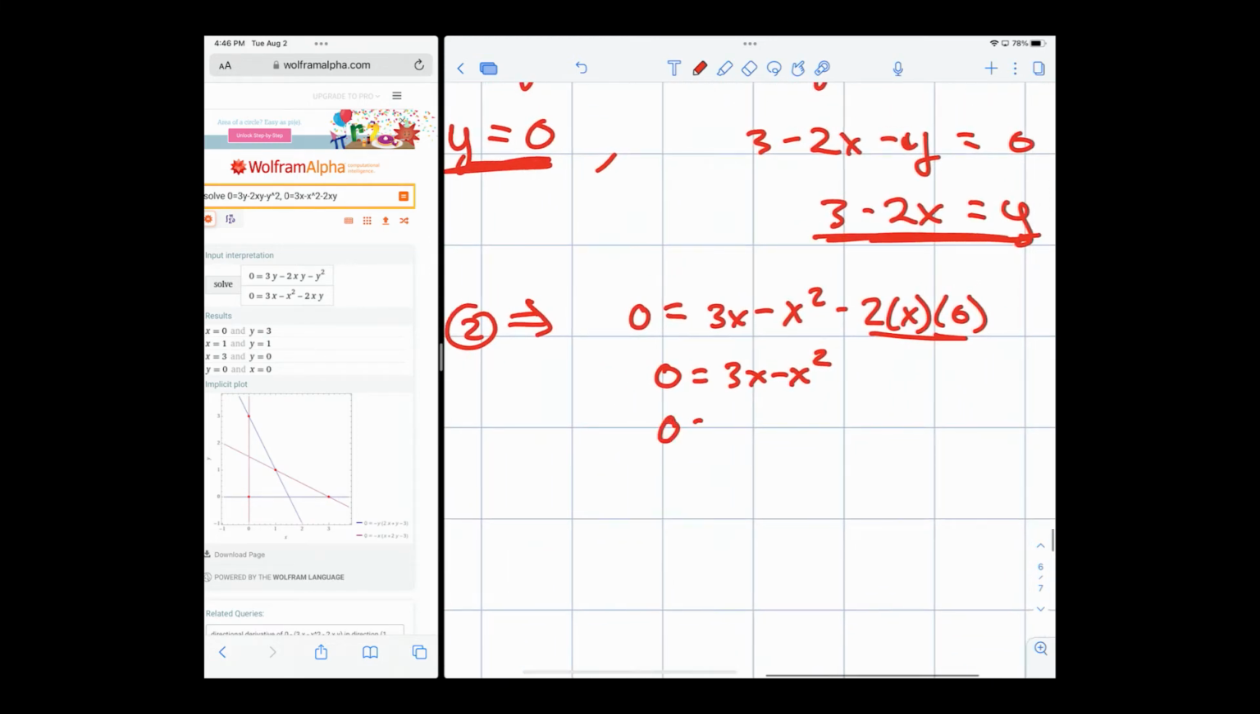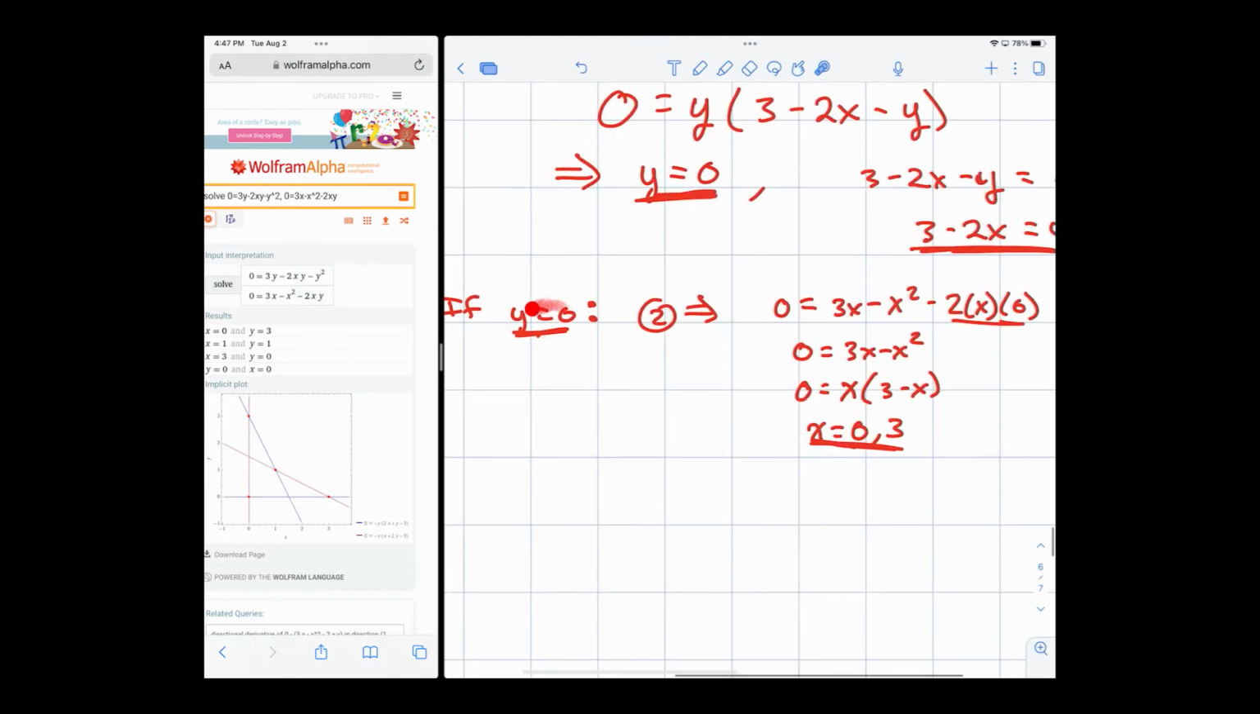But then 0 equals factor out an x, 3 minus x, you get x equals 0 or x equals 3, right? So you have those. And each of those x values goes with this y value of y equals 0 that we started with. So two critical points are x equals 0 from here, y equals 0, and x equals 3, y equals 0. Those are critical points.